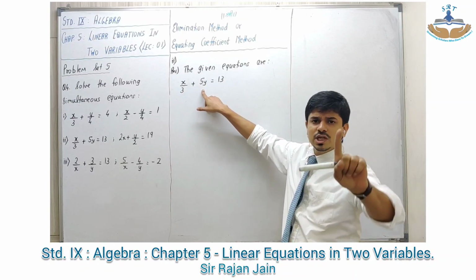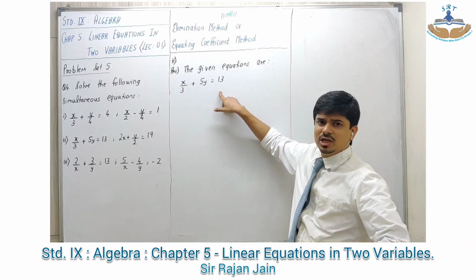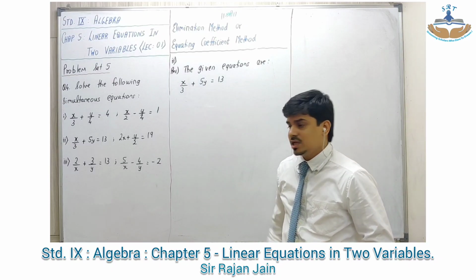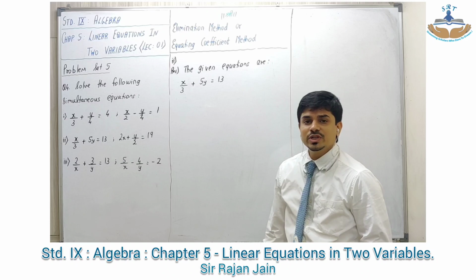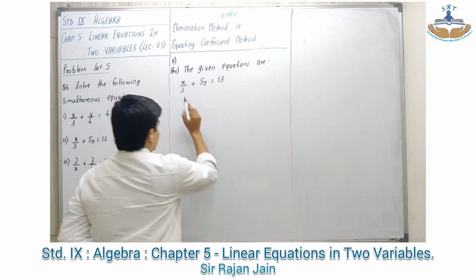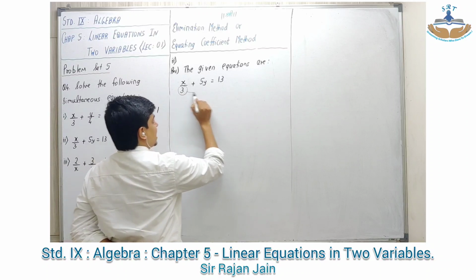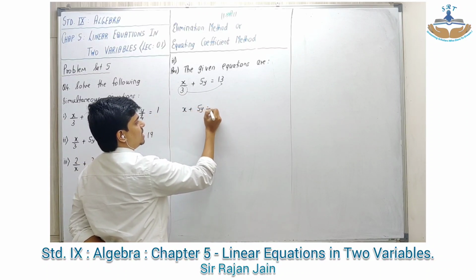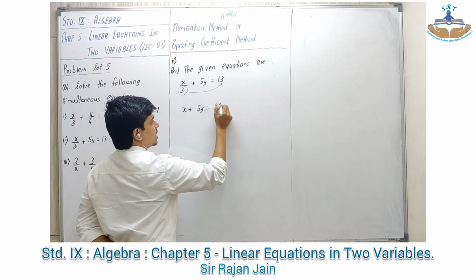This one has no denominator, so you assume it as 1. So LCM of 3 and 1 is 3. So you multiply the entire equation by 3. Now one mistake that many students make over here is that they transfer this 3 to the other side and write x plus 5y is equal to 13 into 3, 39.